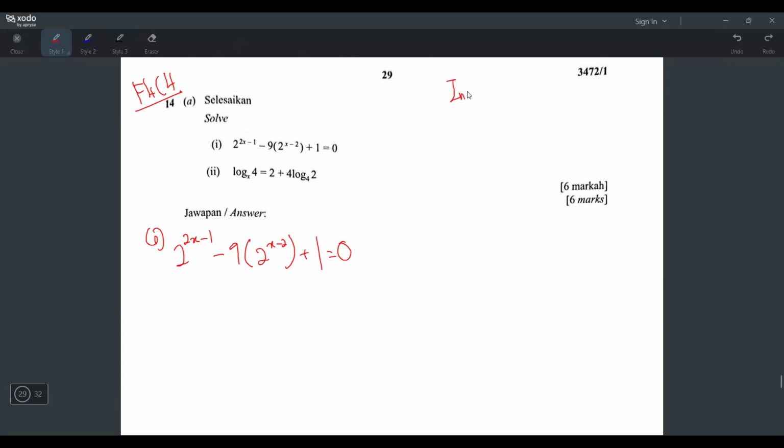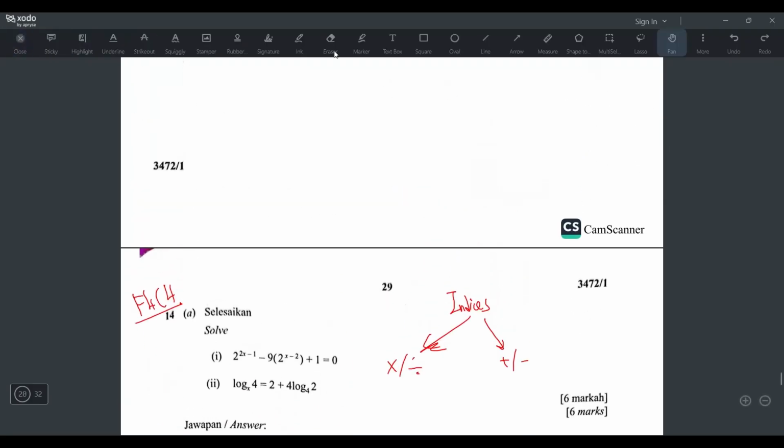Okay, remember this. For indices questions, there are two types. First type of question is the times divide question. Okay, and then another type is the plus minus question. Okay, wait, actually I shouldn't mention this yet. I should mention the law of indices first. So let's mention the formula first.